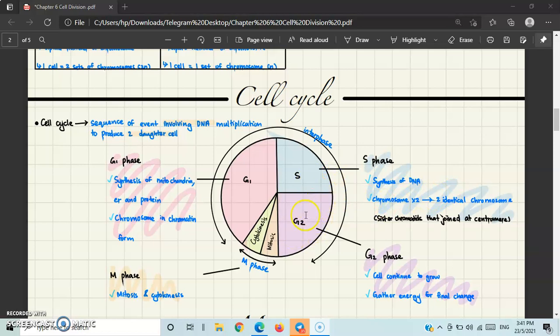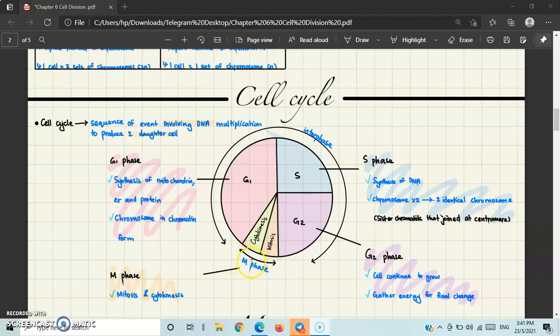And then the G2. In the G2 phase, the cell continues to grow and gathers energy for the final change. So that is referred to as the three subphases in the interphase. Where does DNA synthesis occur? In the S phase. After the G2, the cell will continue with the M phase.